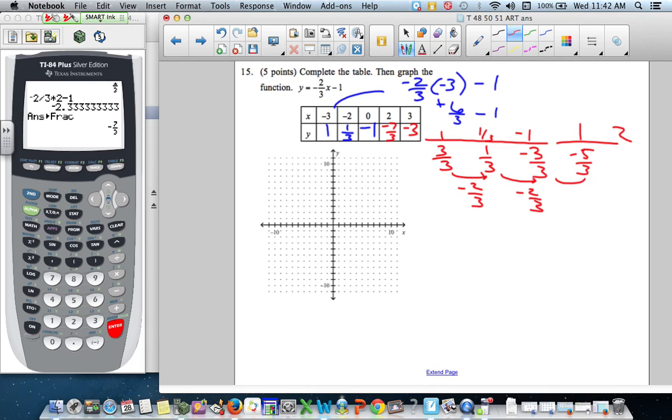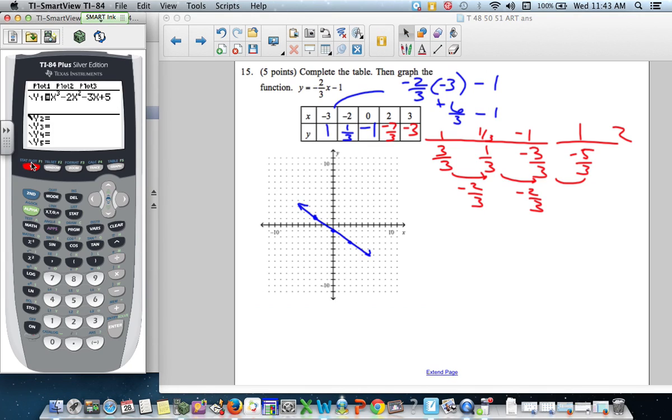So however you want to do that and get those values, whichever way is easiest for you, and then you just plot them. -3, 1, 0, -1, 3, -3. Notice how I'm not even bothering to plot the fraction ones. And then since it's linear, you just take a straight edge and connect those with a straight line. Try to get your line to hit the point. That's it. So again, you can get those values by hand. Using your calculator, you could put them in your y equals and make a table that way.